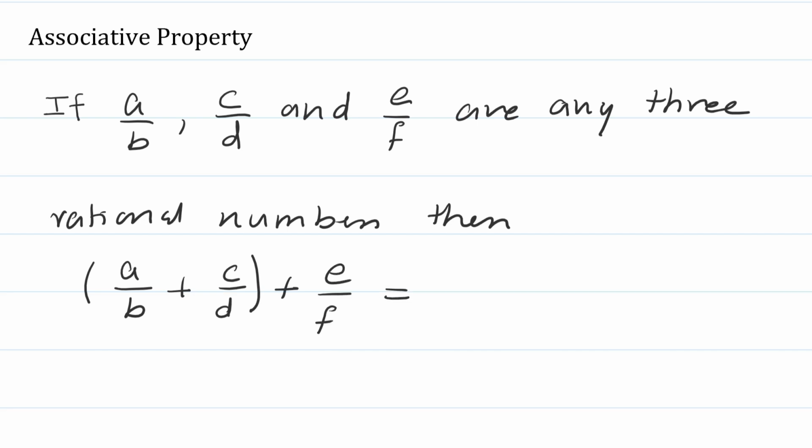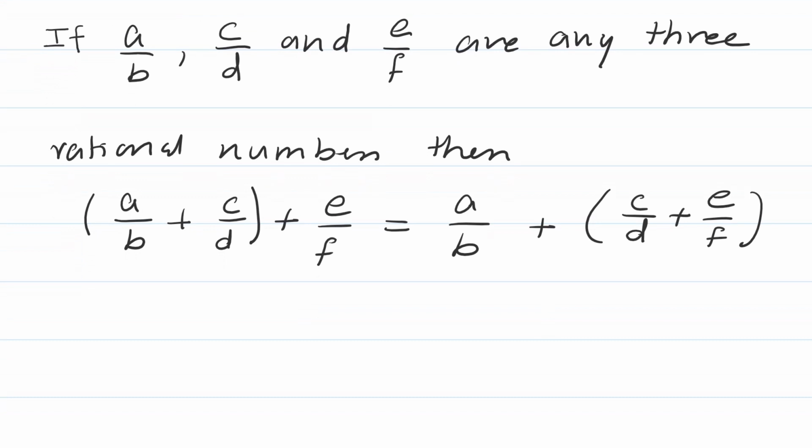This combination is same as A upon B plus combined C upon D and E upon F first, and then add it to A upon B. So into bracket A upon B plus C upon D, bracket close, plus E upon F is same as A upon B plus C upon D plus E upon F. Order is not important.